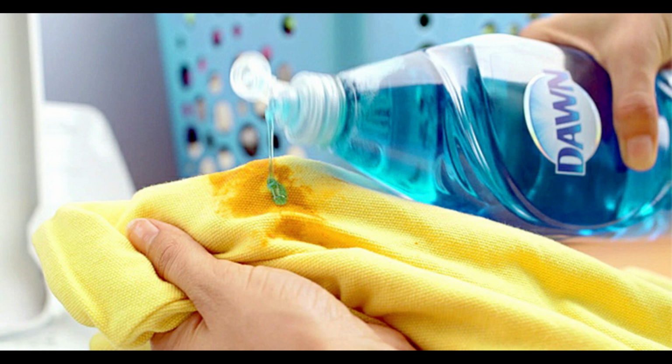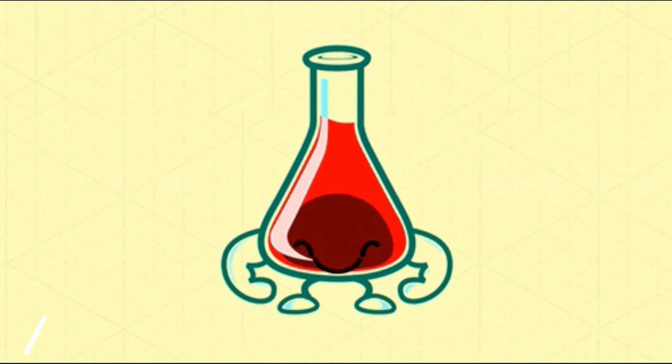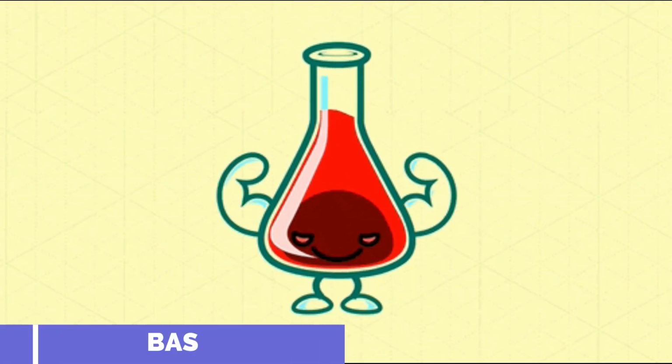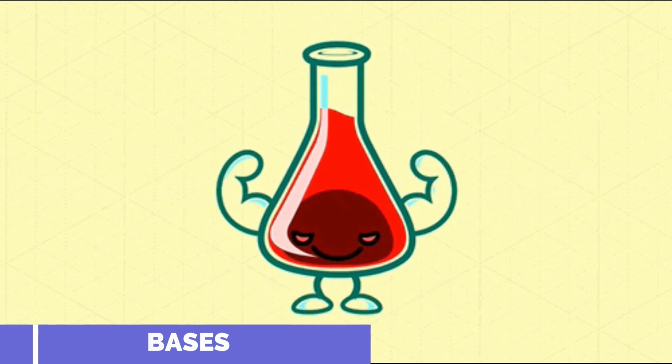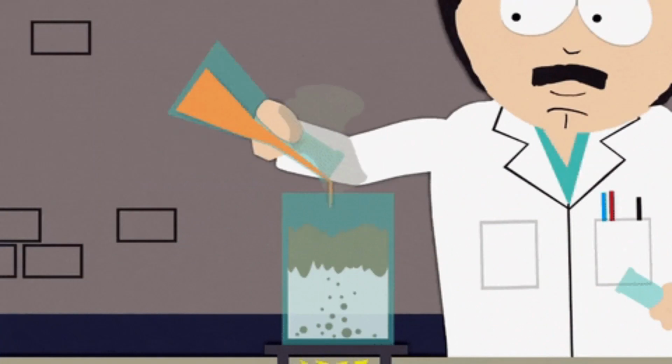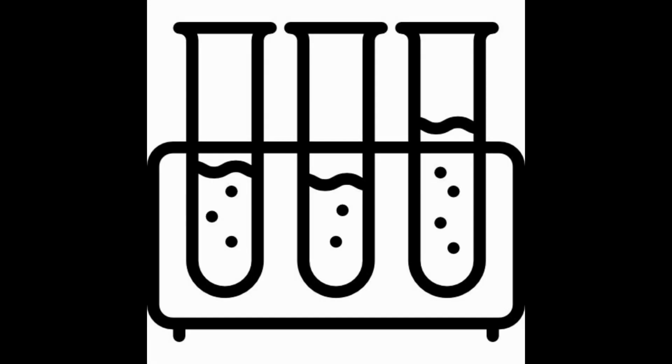Now, this change in color from a reddish brown stain to a yellow stain is all because of the basic nature of the soap. Now, this is one of the natural indicators that help us identify soap as a base. So, in this chapter, we will be studying the reactions of acids and bases.